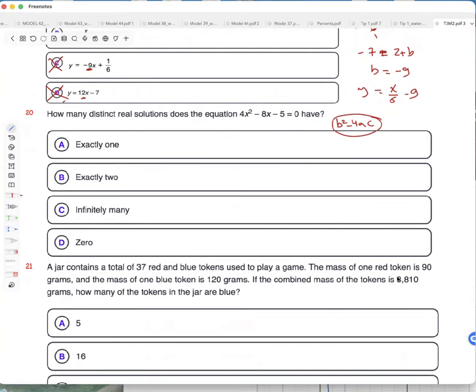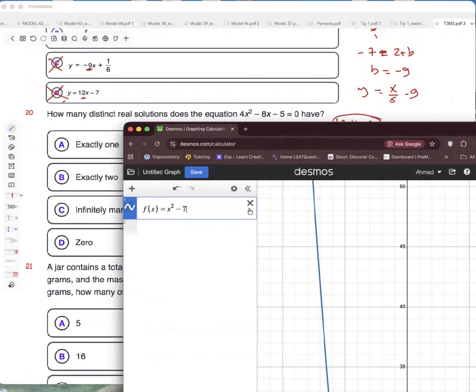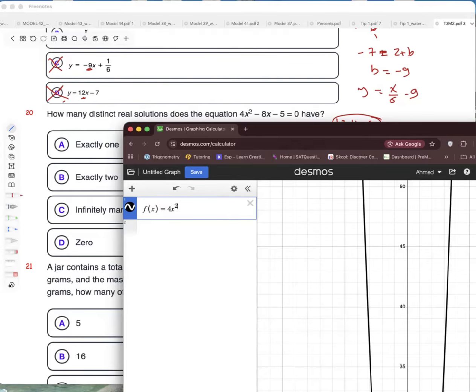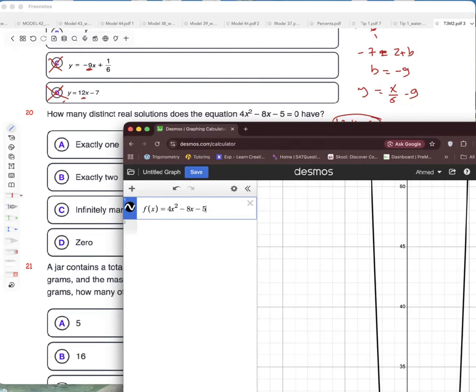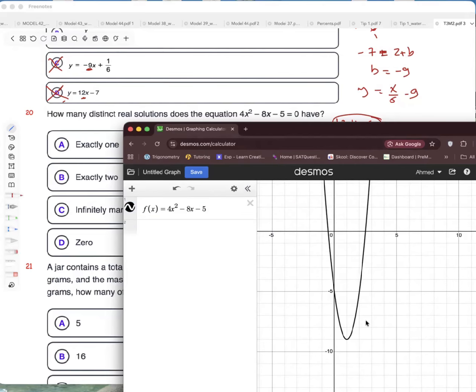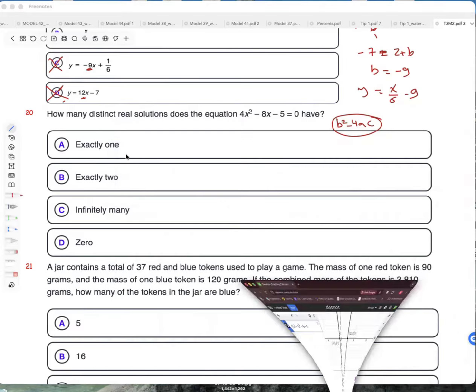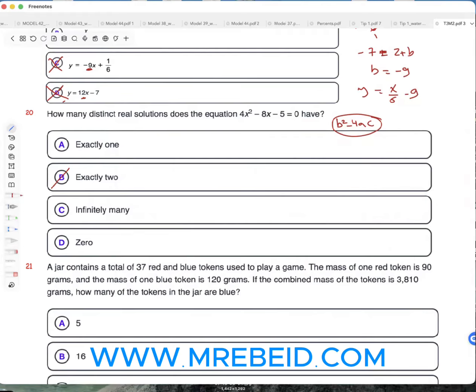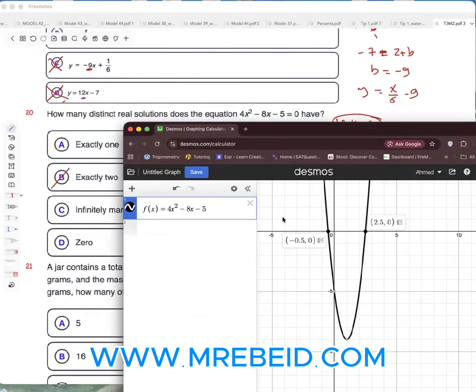But I think it's better to use Desmos to answer this question. Just graph the function and check from the graph how many x-intercepts. Let's try it, f of x equals 4x² minus 8x minus 5. We'll check. Okay, with the x-axis, it has two solutions, or two x-intercepts. So it has two solutions, so the answer is B. Yes, it has two solutions.